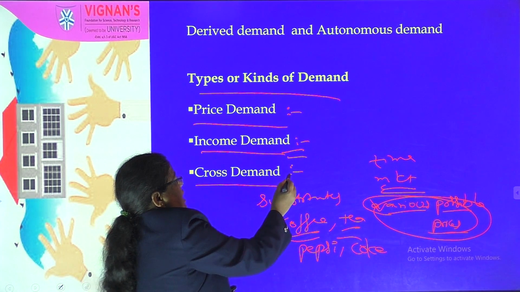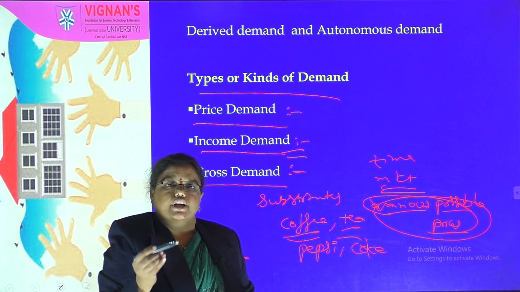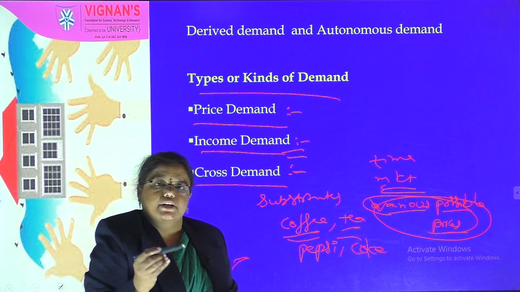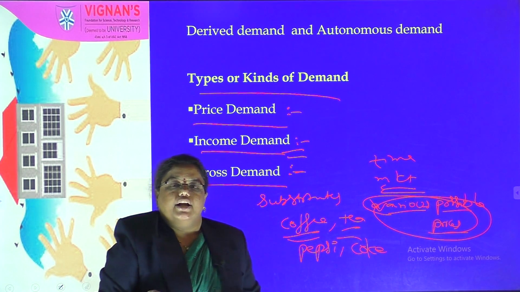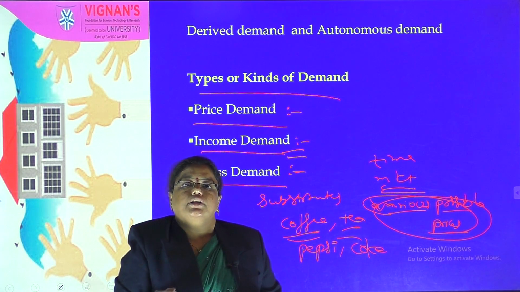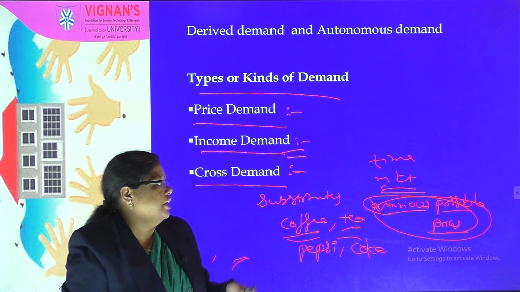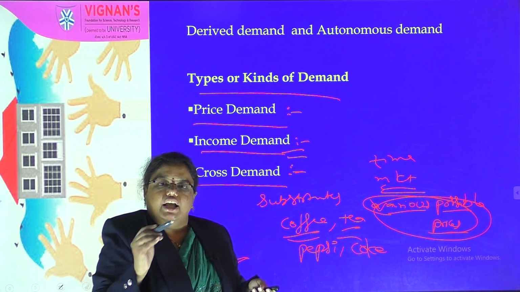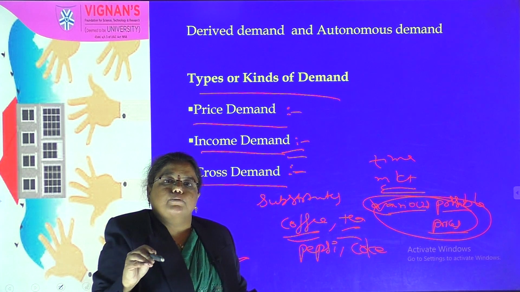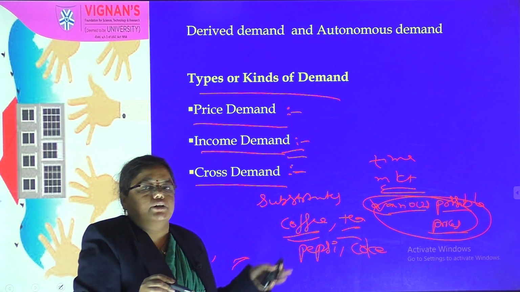This is cross demand. It means various quantities of the goods purchased in a given market in a given period of time at the change in the price of another related commodity. That means suppose we have taken X commodity, we have to take the change in the price of another commodity, that is Y commodity. That comes under cross demand.